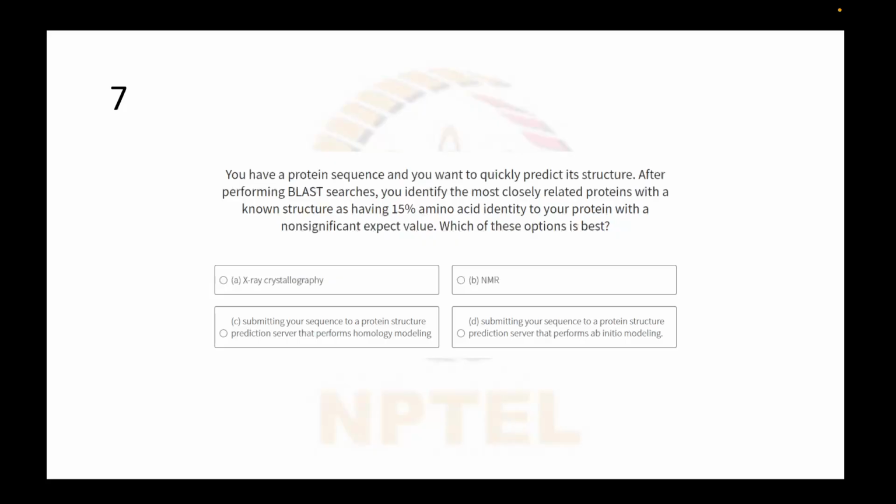Here I have a brainstorming question. You have a protein sequence and you want to quickly predict its structure. After performing BLAST searches, you identify that the most closely related proteins with a known structure have only 50% sequence identity to your protein, with a non-significant expect value. Which of these options is best?